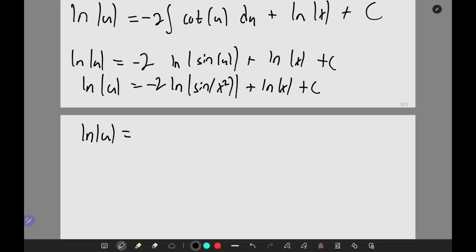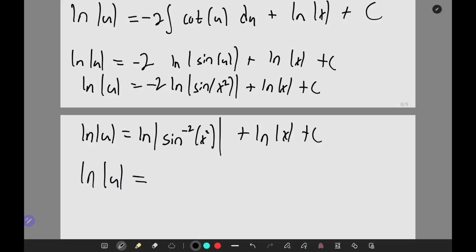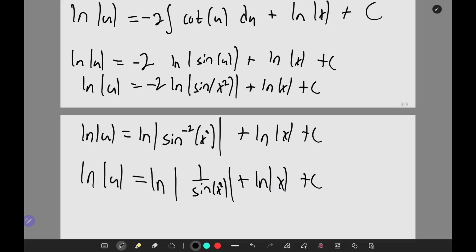Wait, where does that x come from? Oh, okay, I see. So this is just going to become, oh, right, I see what I did. Okay, so remember that this can be rewritten as, right? And this is still plus the natural log of x plus c. So we have a little bit of log simplification going on here. So this would become natural log of 1 over sine of x squared plus natural log of x plus c.